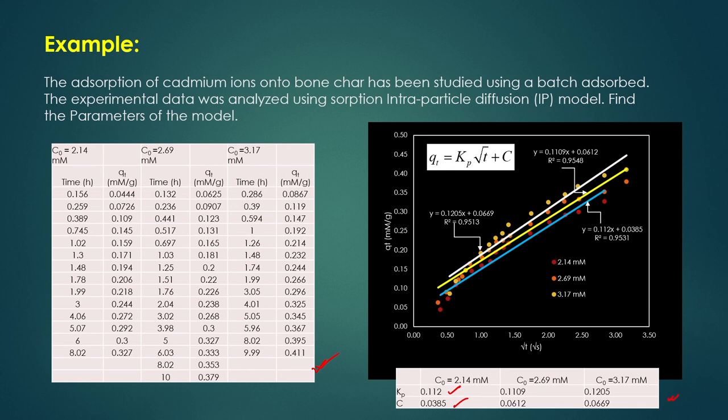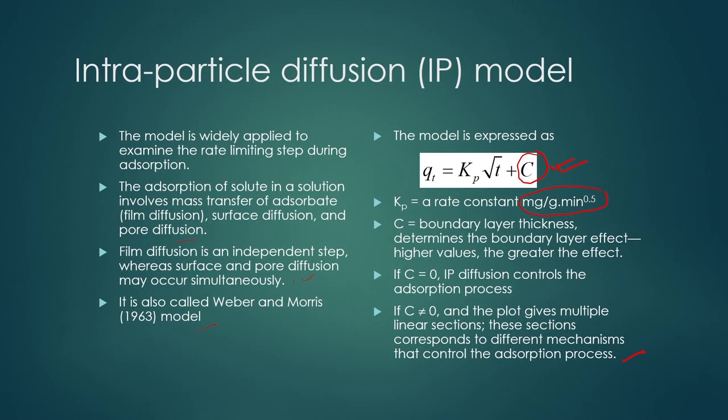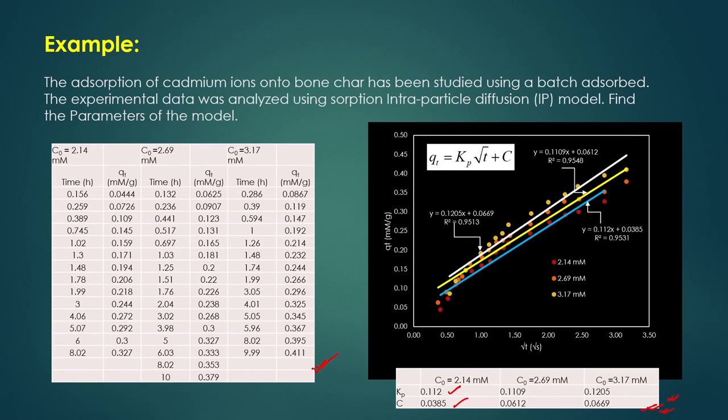Here also we can see that as solute concentration increases, the rate constant will also increase. And whether it is surface control or diffusion control will be decided based on this C value. Since C is not equal to 0, we can say that it is either a surface control or diffusion control adsorption process. If C were equal to 0, it is not coming exactly 0, so you cannot say that diffusion controls the adsorption process, okay, fine.